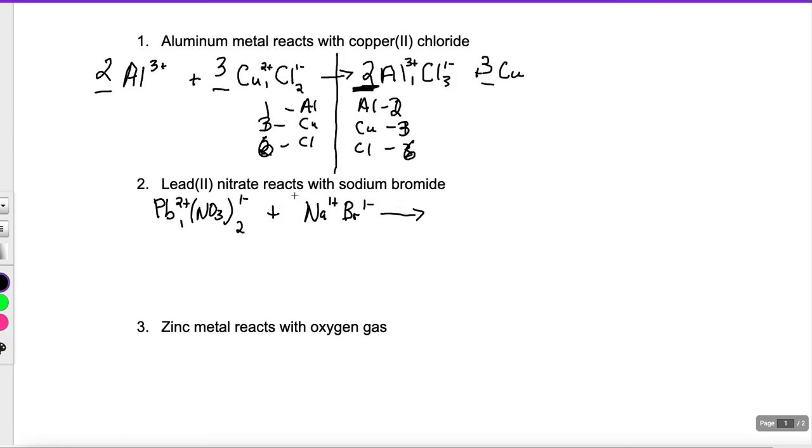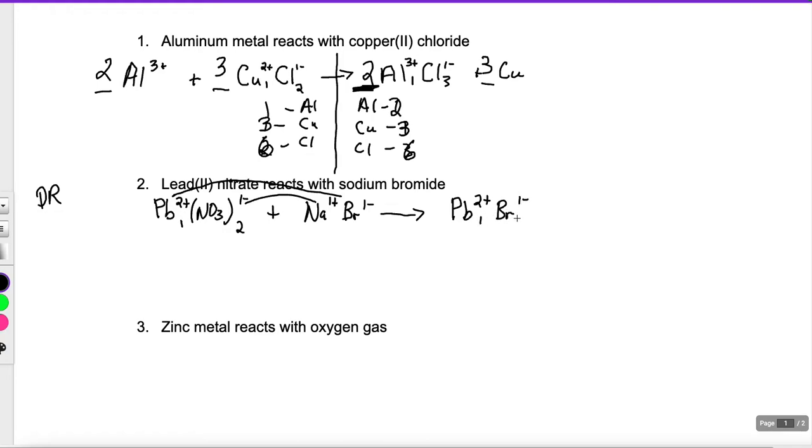Now, this is what's called a double replacement. Basically, positives and negatives, the positives will trade places with each other. This positive will go with that negative, and this positive will go with that negative. However, when writing formulas, the positive is always written first. So I'm going to go lead 2 positive, bromide 1 negative.